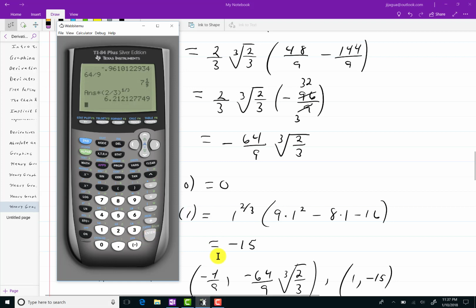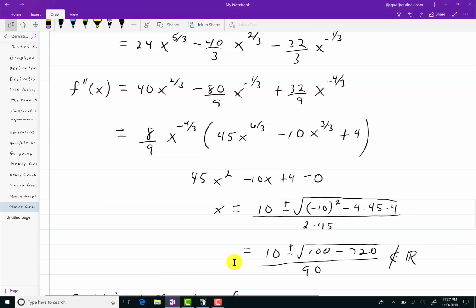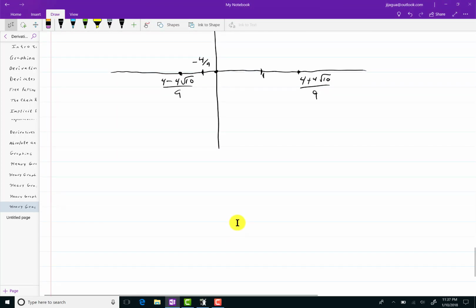And I've got 1, -15 also, so let me throw those in there. And then the other one was about -6. That was at -4/9. So if this is 15, let me see how many marks. 1, 2, 3, 4, 5. So each mark is about 3. So I'll throw it a little more than -6. And this is -64 over 9 times the cubed root of 2/3.